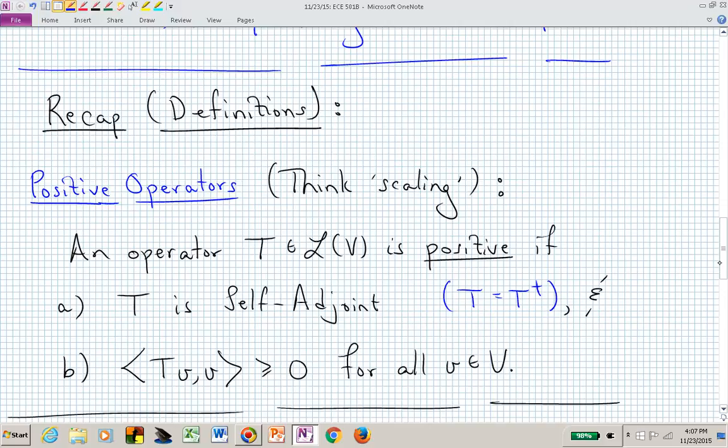Recapping, a positive operator, you can just think of as scaling, and it really has two pieces. If you're given a linear operator T on a vector space V, if it's positive, then it's self-adjoint, which means that T is equal to T dagger, or the map is equal to its adjoint, and we have this non-negative property on the inner product of TV with V. So if we have a positive operator, then it satisfies these two conditions. That's our positive operator.